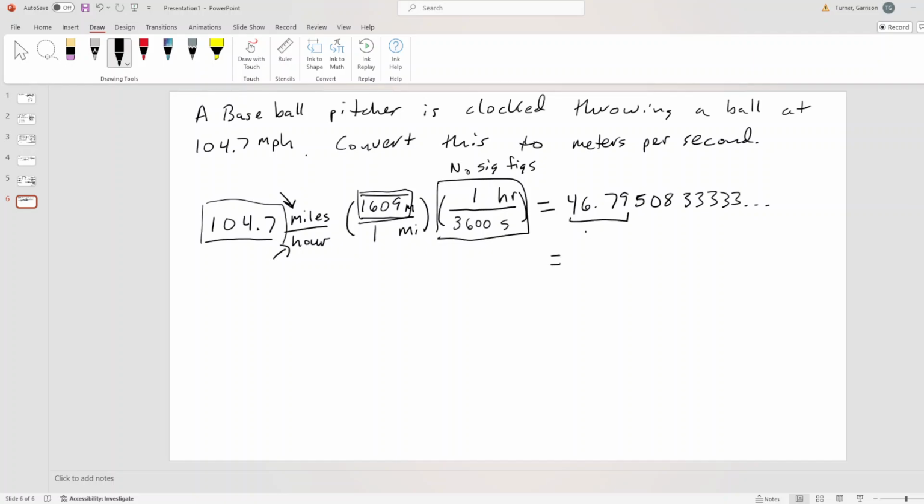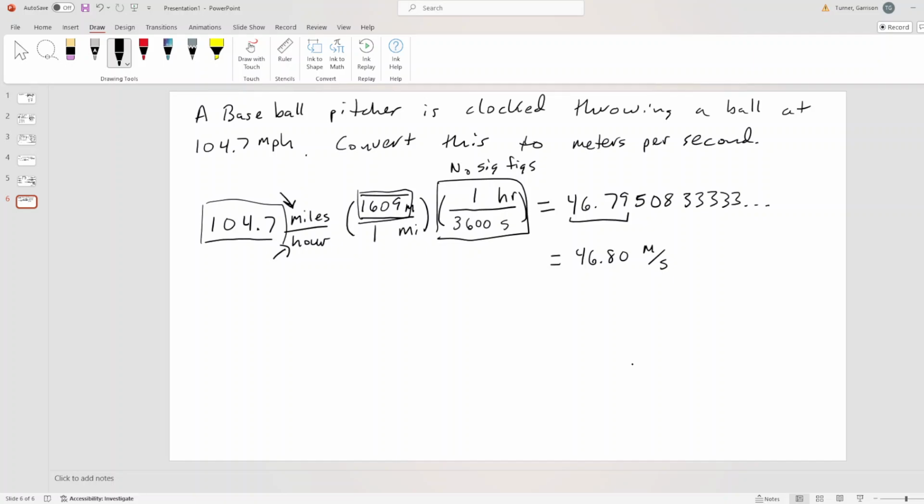So I round this to 46.79, but then I notice the next digit after the 9 is a 5, so that gets rounded up. So 46.80 meters per second.